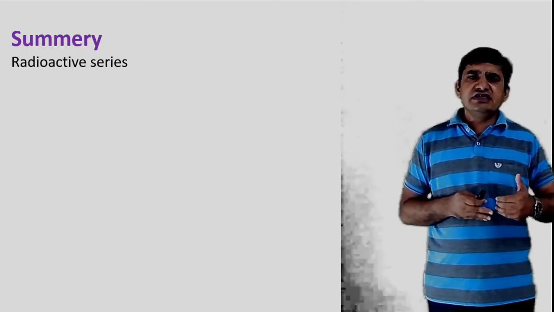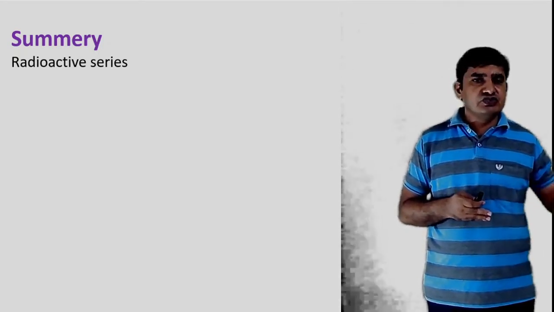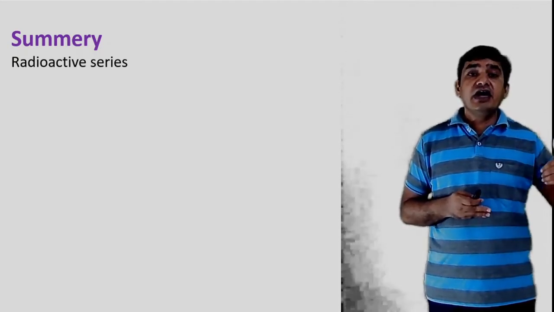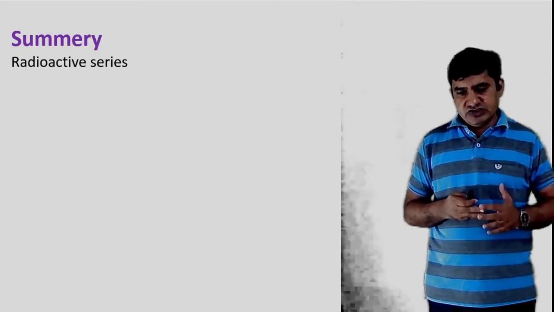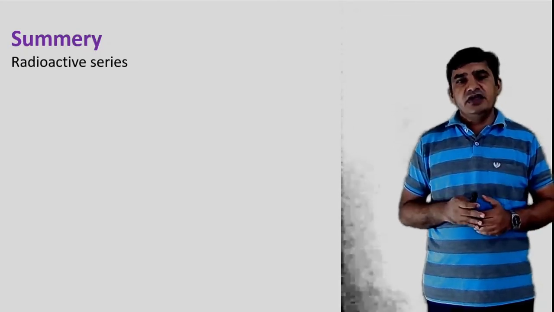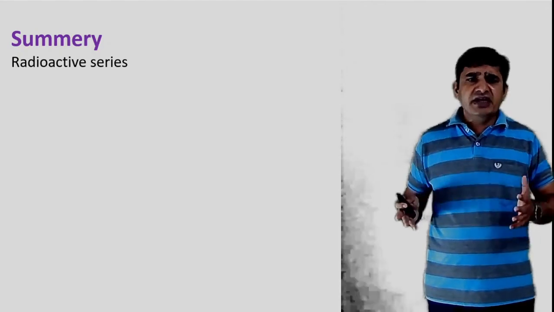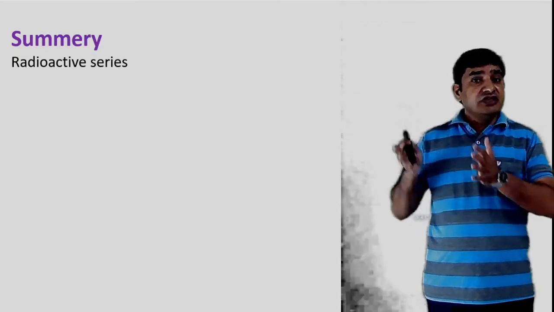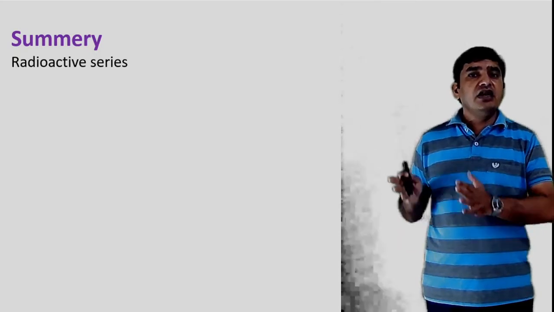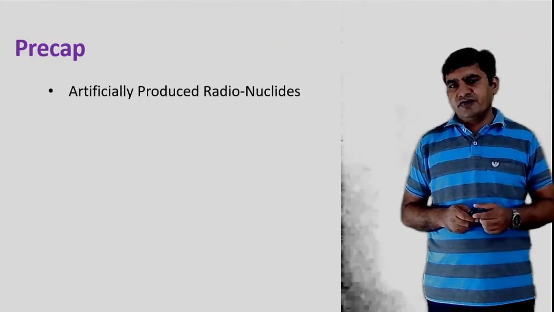The second series is the 4n plus 1 series, the third is the 4n plus 2 series, and the fourth series is the 4n plus 3 series. So these are the different series: thorium, neptunium, uranium and actinium. The end product of all these series is a stable nuclide. So this is related to the different series.